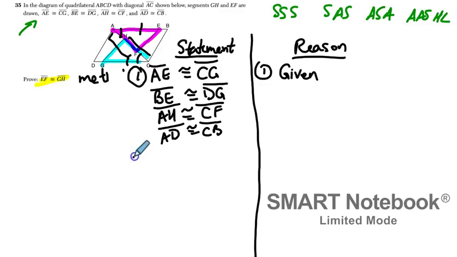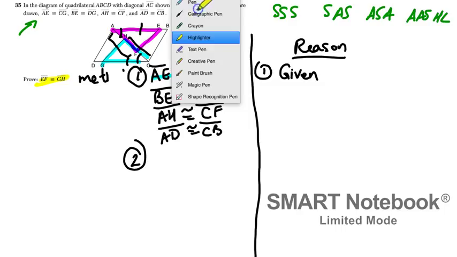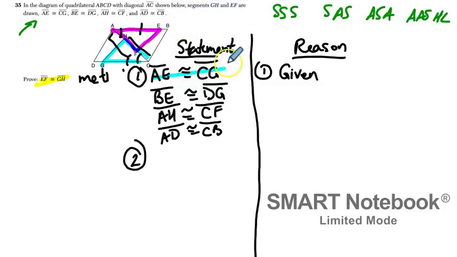The next thing I'm going to do, because I'm going to keep track of what I've done so far. So AE and CG, that's great. That's one of the sides I'm going to use in my two triangles. These other ones aren't entirely sides, but I can also say that HF is congruent to HF by the reflexive property.